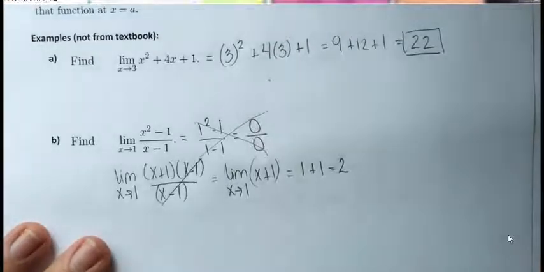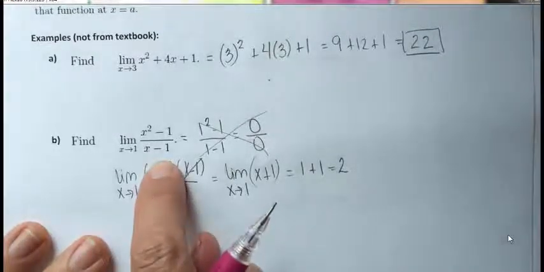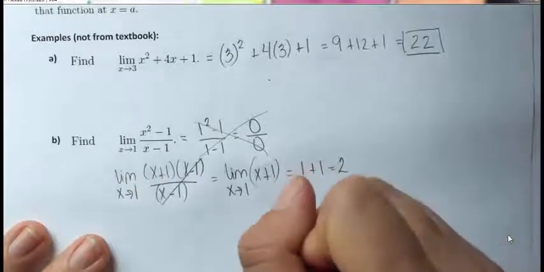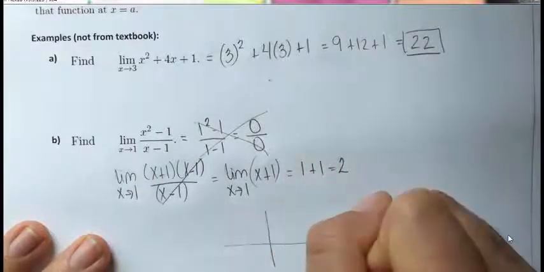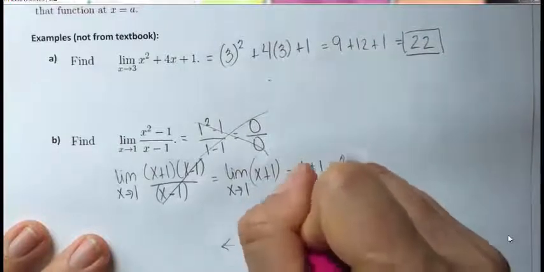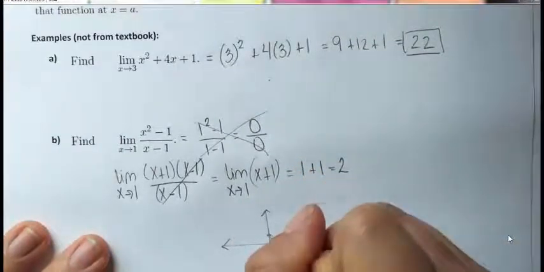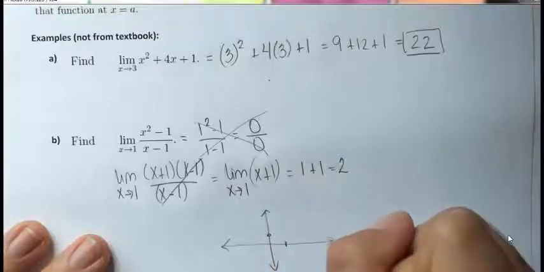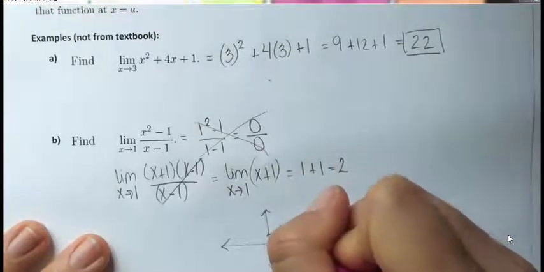So there's some graph. I'm not 100% sure this is going to be a linear graph. It's actually going to look like this. It should look like x plus 1, so it's going to have that. And then at 1 on the x-axis, it would have a hole.